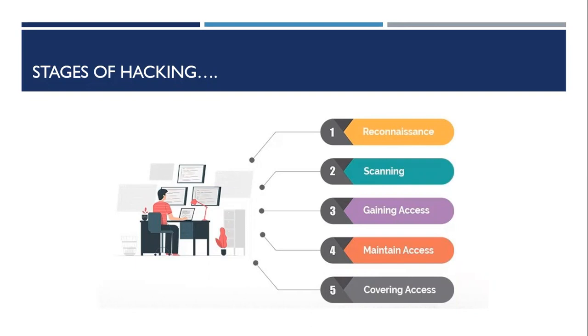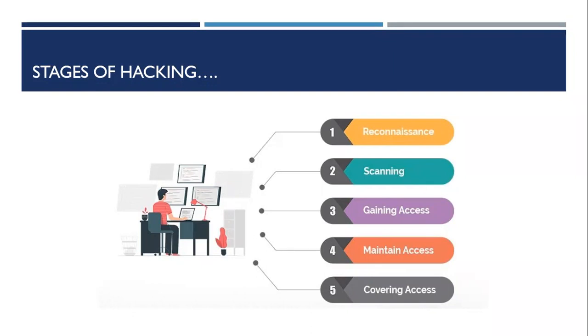Okay, now the third phase is gaining access. After performing these two steps, that is footprinting and scanning, we use them both to plan our attack. To gain access, we plan our attack, outline our attack plan, and then we perform the attack. The attacker breaks into the system using various tools and techniques. Whatever vulnerability he has scanned in the previous step, he exploits that vulnerability and gains access to the system.